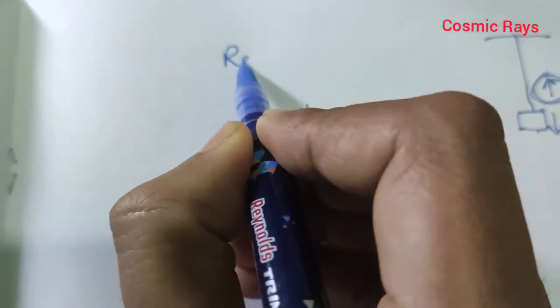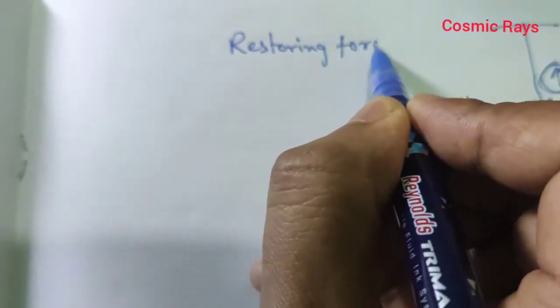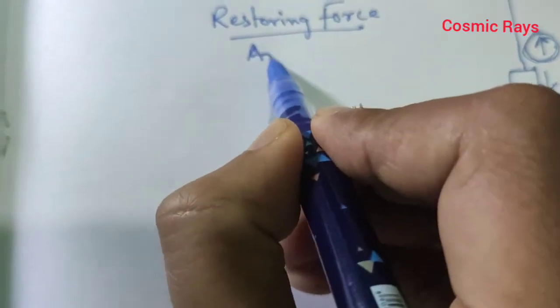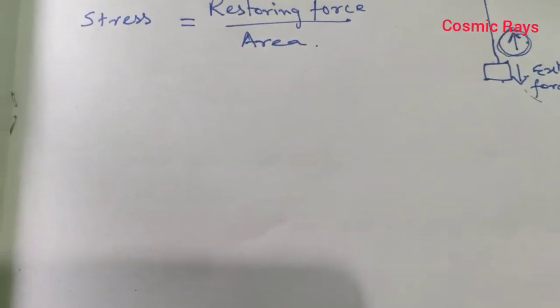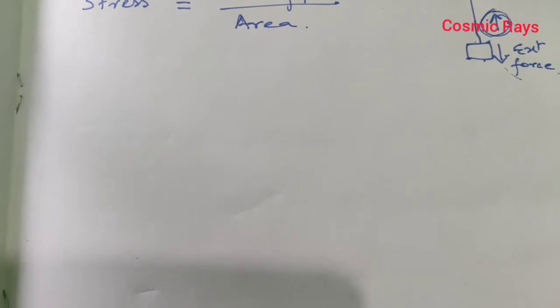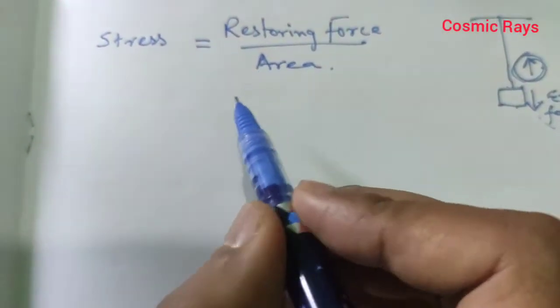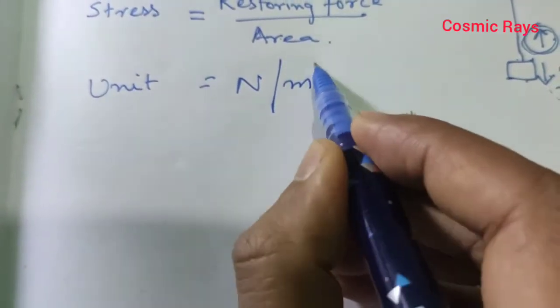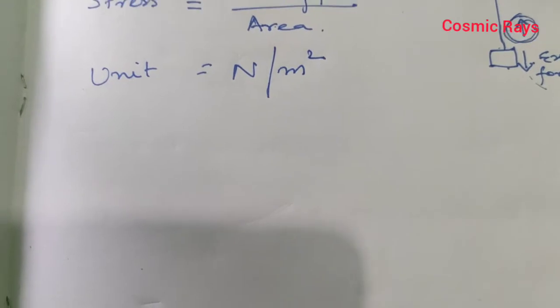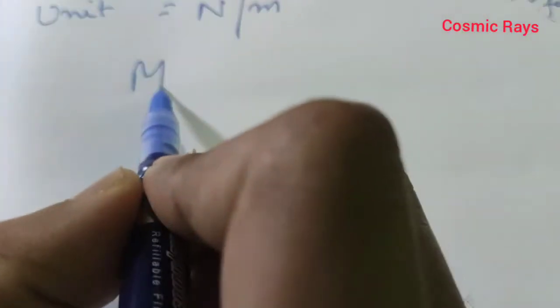Now if we take the ratio of the restoring force per unit area, this ratio is known as the stress. It is the restoring force acting per unit area in the deformed body. Now stress is given as force per unit area. So the unit of stress is, the unit of force is Newton and area is meter square. So the unit of stress is Newton per meter square, and its dimensional formula is given as M L^-1 T^-2.